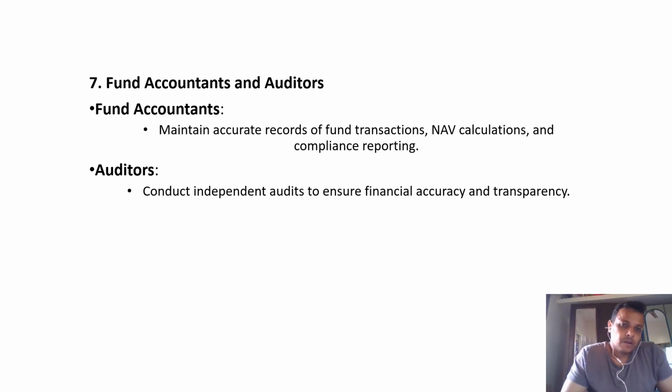So if you see fund accountants and auditors, they go for the annual accounting or annual statement which is prepared, which shows a clear investment, the return expectation, the return coverage, the transactions which are funded, and the net asset value calculation. And how the asset management company manages things, complaints, the reports, everything the fund accountant will maintain, and this is audited by an independent auditor to ensure financial accuracy and transparency in the asset management company.